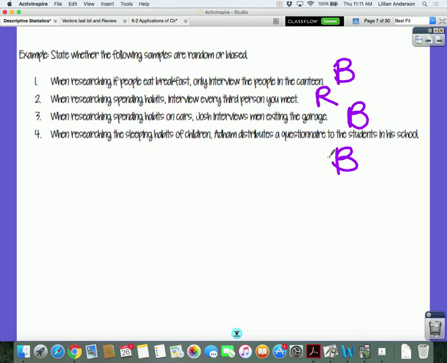It is biased. So I stood by my answer. Yes, if it was when researching the sleeping habits of students at his school, then it would be random. But this one is sleeping habits of children. There are children who are not at his school that he could also interview.